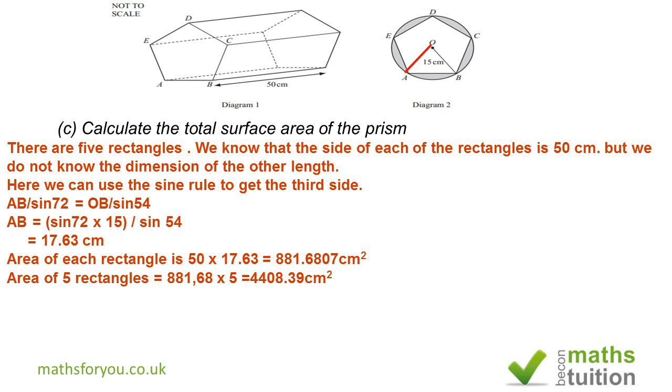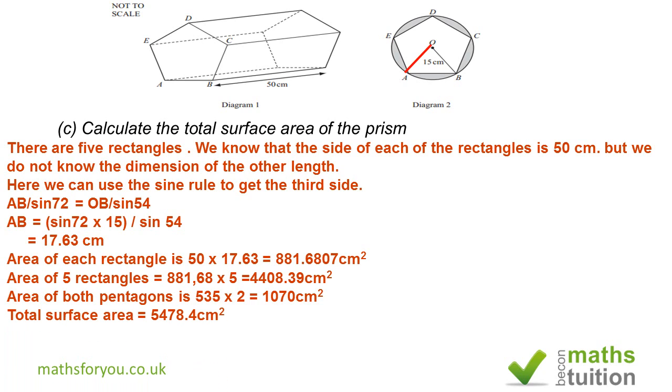Now we need to add the area of the two ends of the prism, and that will be the cross-sectional area of the prism itself. And previously we had the figure of 535. Now if we double that, we get 1070 centimeters squared, and when we add both, we get the figure of 5,478.4 centimeters squared. And I hope all that makes sense.